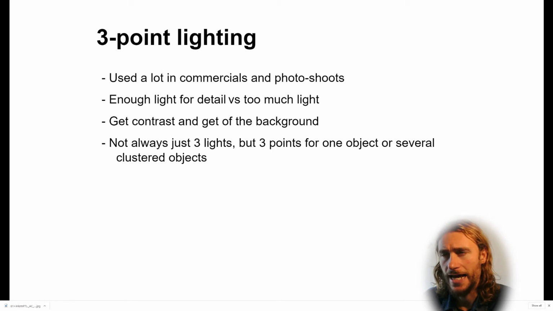Alright, let's continue and look at 3-point lighting. We're going to dive into that today. 3-point lighting is used in commercials and photo shoots, and it's a way to really make an object stand out. You want detail to come out, you want it to get out of the background, and you want some contrast to get it off the background. And of course, it's not just 3 lights, it's 3 points, where there could be several lights clustered together for one or several objects. So how does that look?